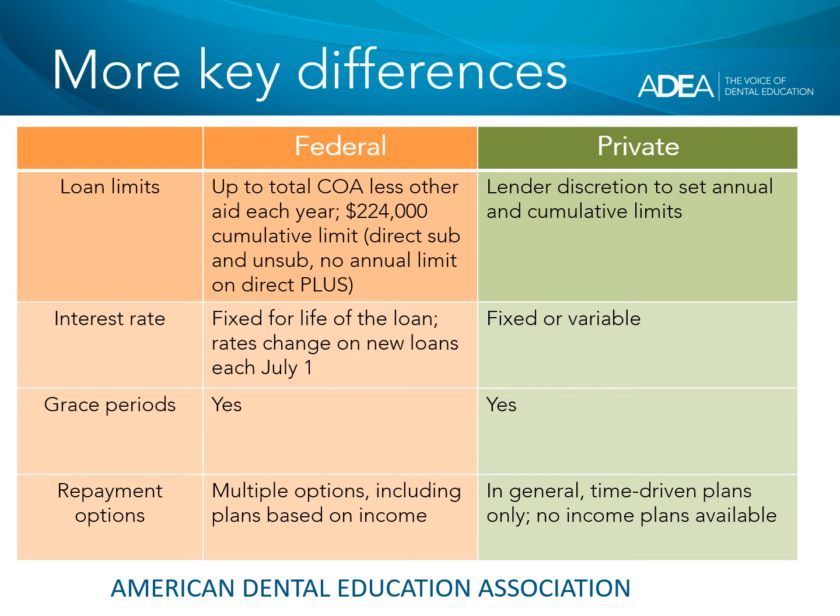In general, there are absolutely no income plans available to repay private loans. That's a very important difference, and that's one reason federal loans have much more flexibility in terms of repayment options than do private loans.